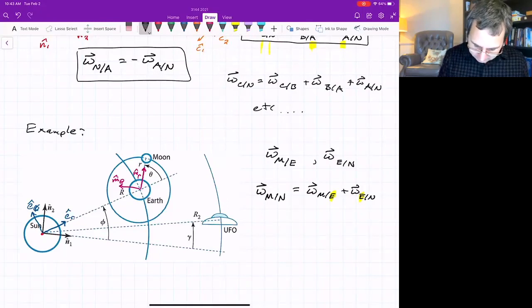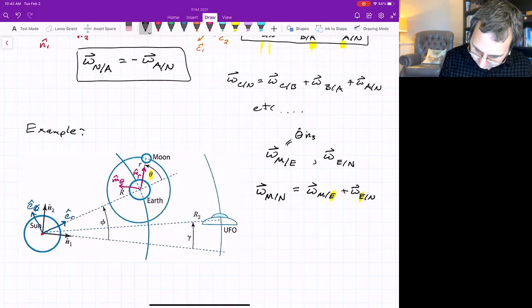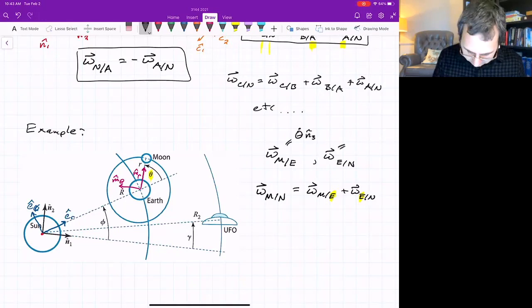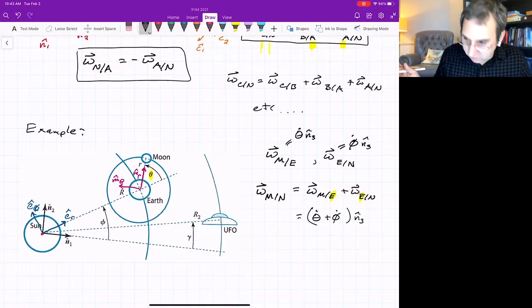The way we've written this, look at this angle for the moon. The way that the moon is rotating with respect to the Earth, it's got an angular rate, theta dot. And there's a direction coming out of the screen, and it's always the same direction, so N3. And then this would be phi dot N3. So if you were to just add these two, they're in the same direction. So we'd have theta dot plus phi dot, times N3. Okay. So far, so good. Nice.